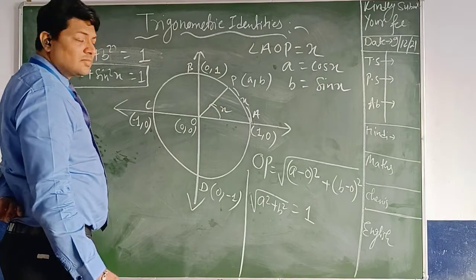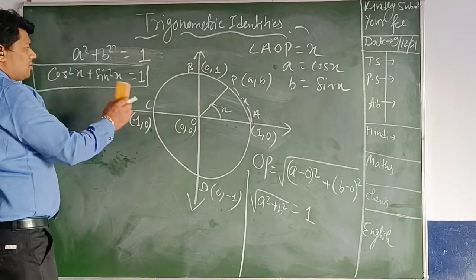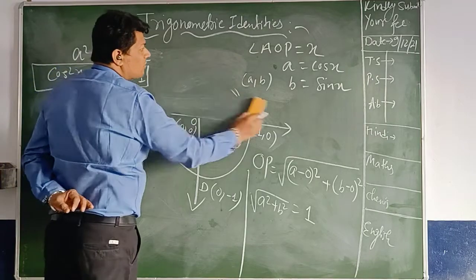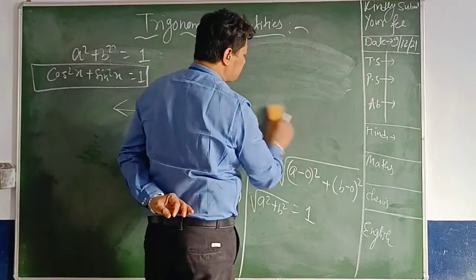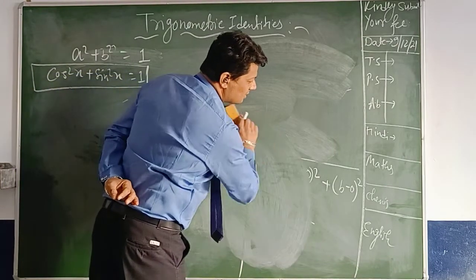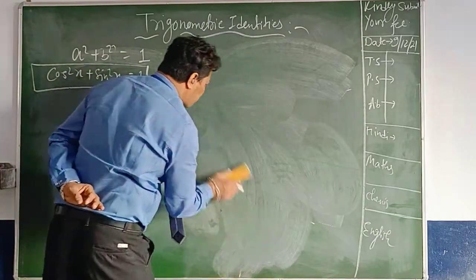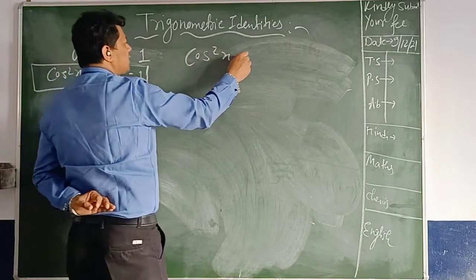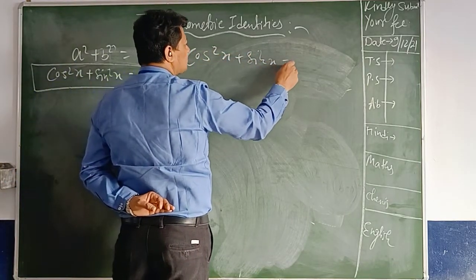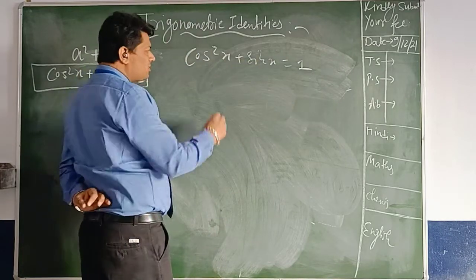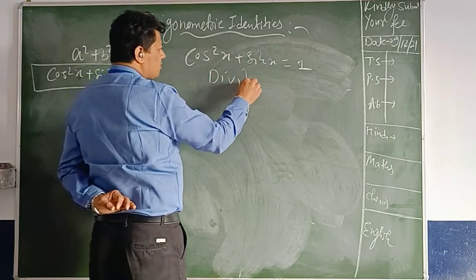Clear? Now what do we have to do? We have to go for our second formula, the second identity. We know that cos square x plus sin square x is equal to 1. Dividing both sides.